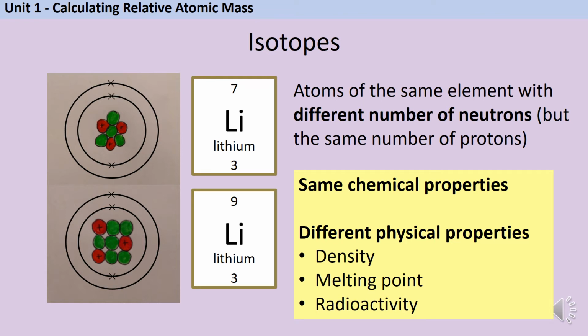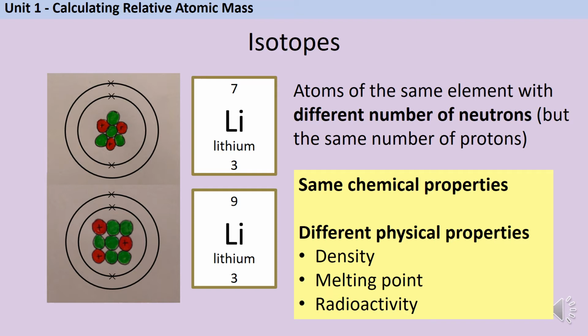We know that in an atom the number of protons and electrons is balanced. They always have the same number in an atom, and that's why atoms have no overall charge. So it would be true to say that isotopes are atoms of the same element that have the same number of protons and electrons, but different numbers of neutrons.